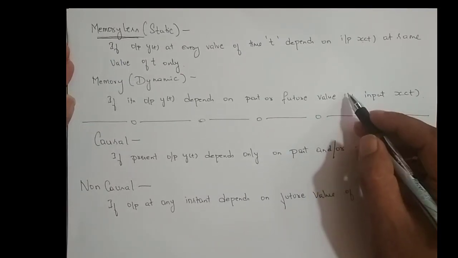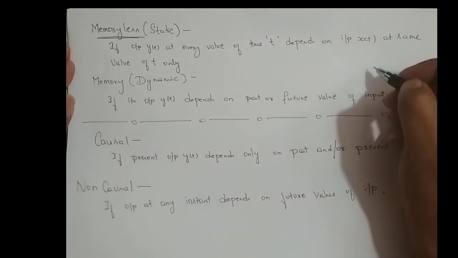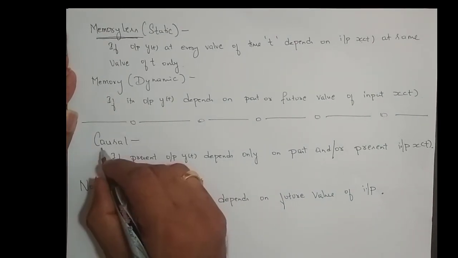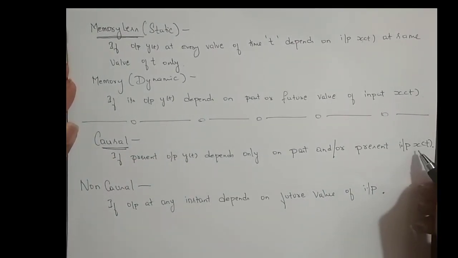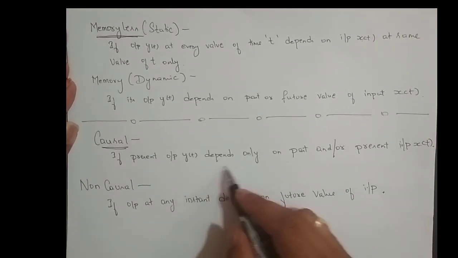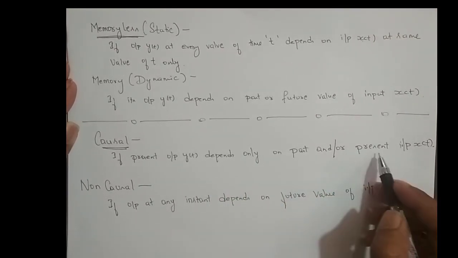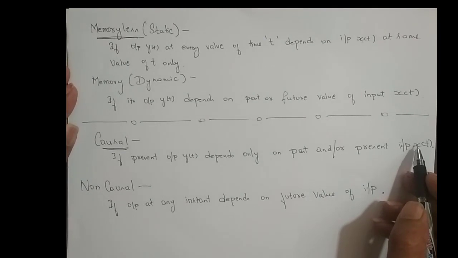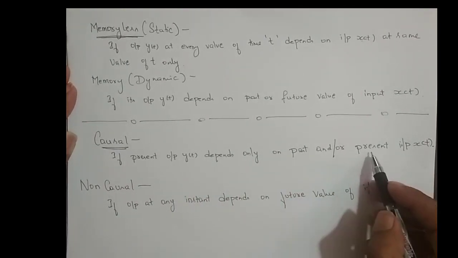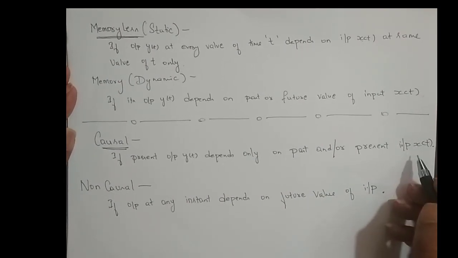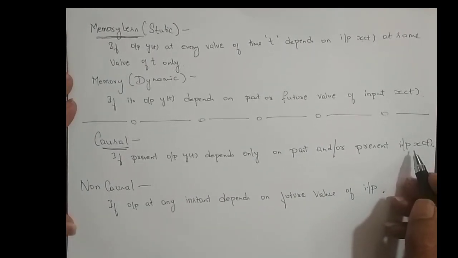Right? So this is about defining memory and memoryless of a system. Next, if we come to causality, a system is said to be causal if its present output y of t depends on the past and or present input x of t. I repeat again, if the present output depends on past and or present input x of t, then the system is called causal.